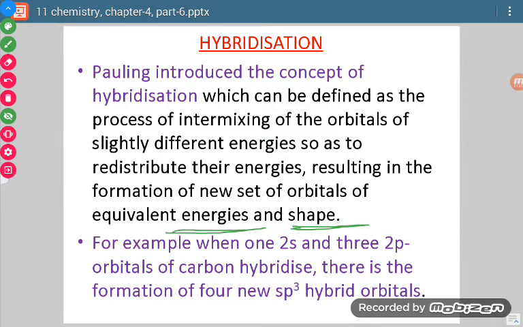Okay. Now see, suppose I am talking about sp3 hybridization. So what does it mean? It means one s orbital and three p orbitals. Total how many are there? 4. One is an s orbital and 3 are p orbitals. So a total of 4 orbitals are combining, and then they will result in 4 new orbitals, and those 4 new orbitals will be termed as sp3 hybridized orbitals. Okay.